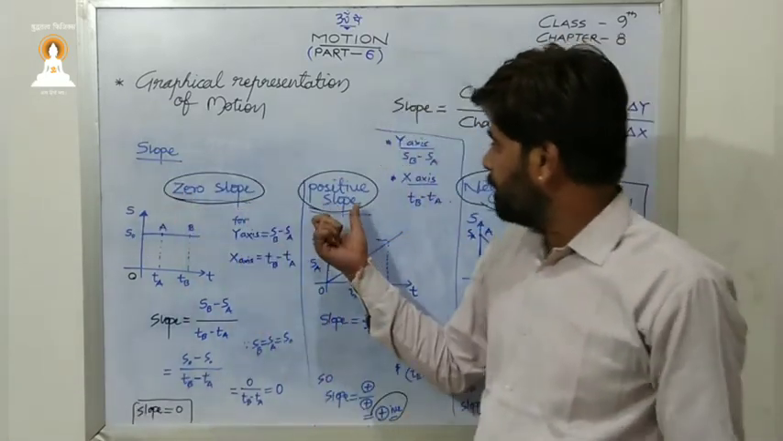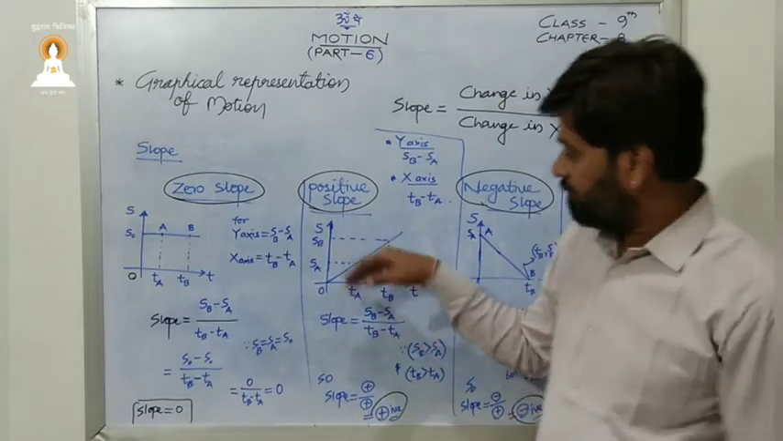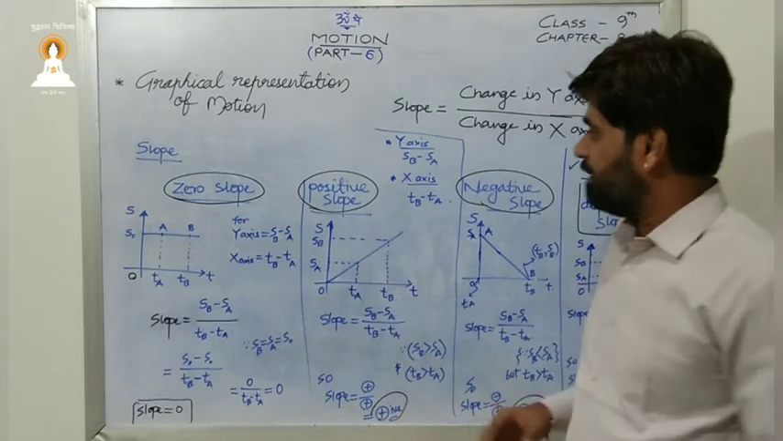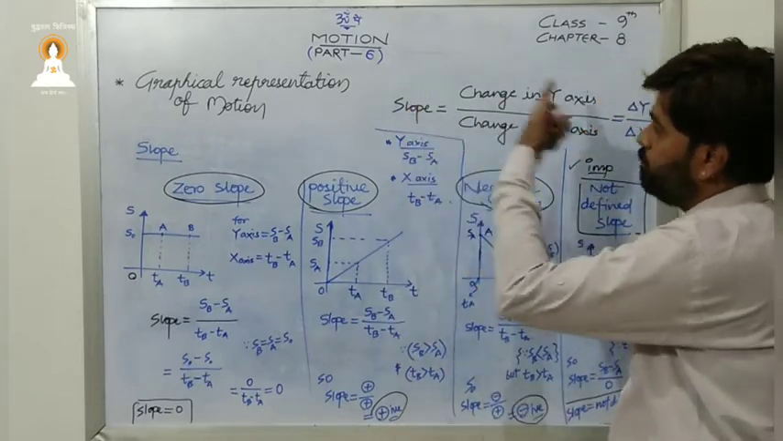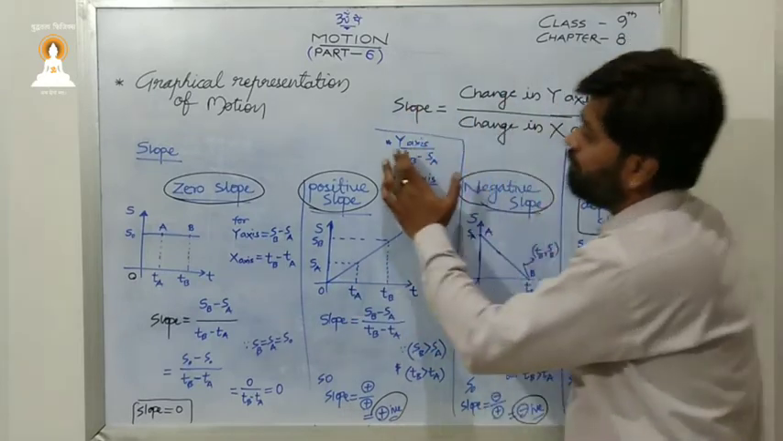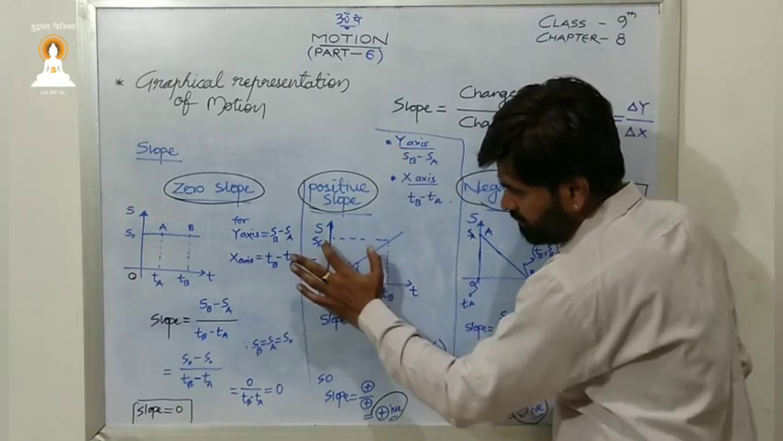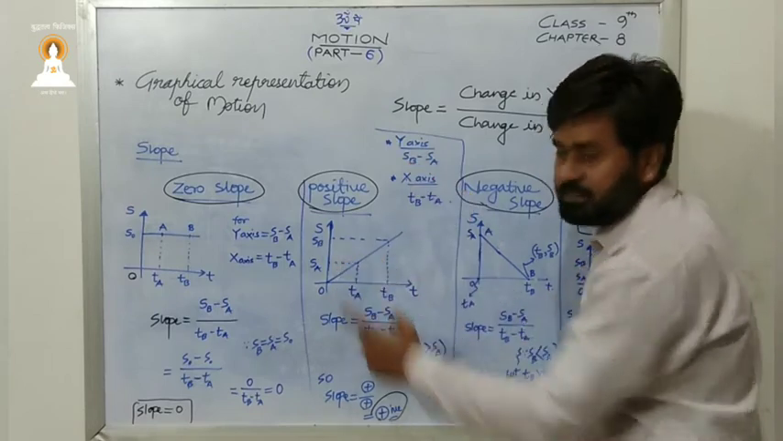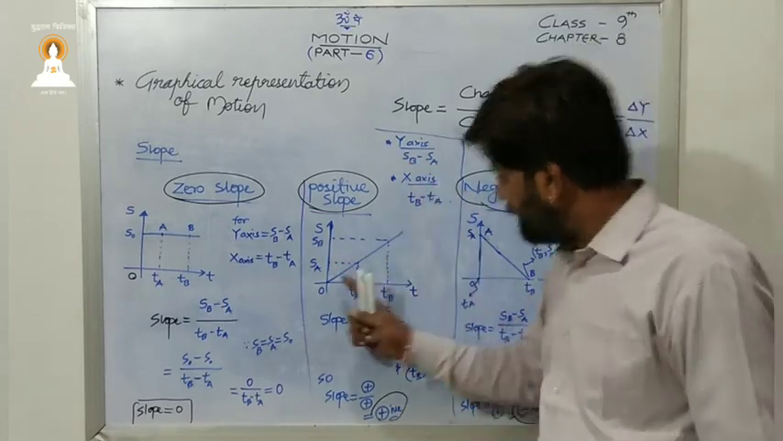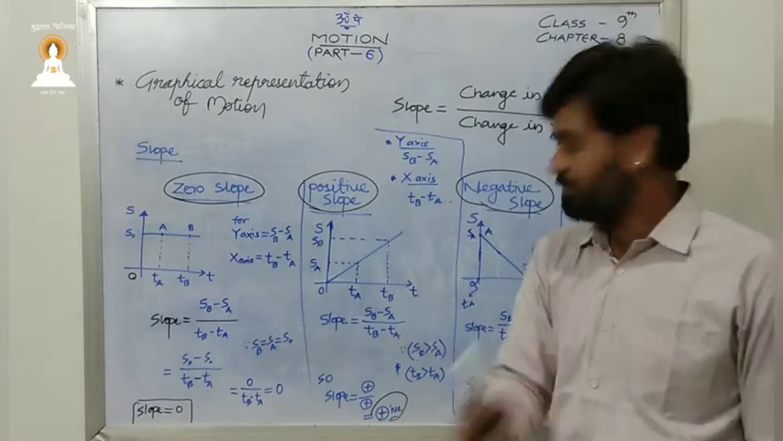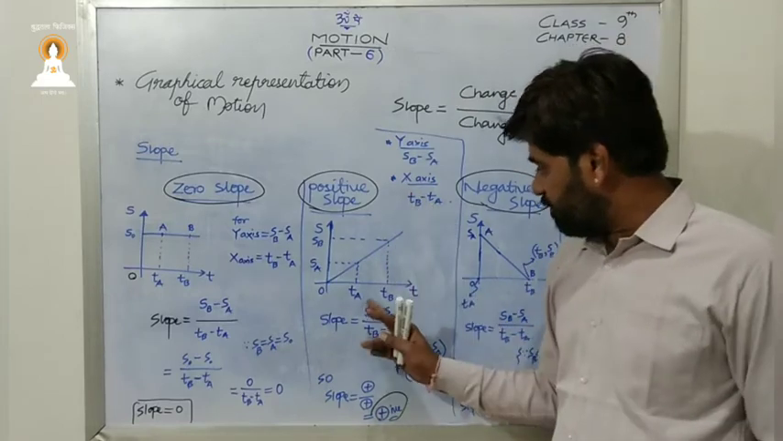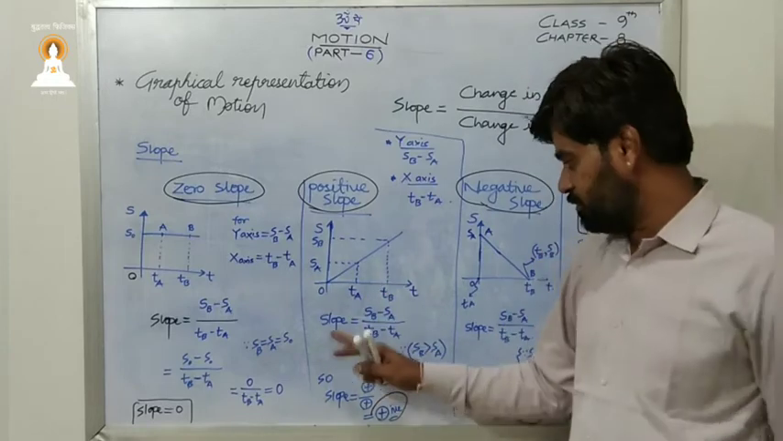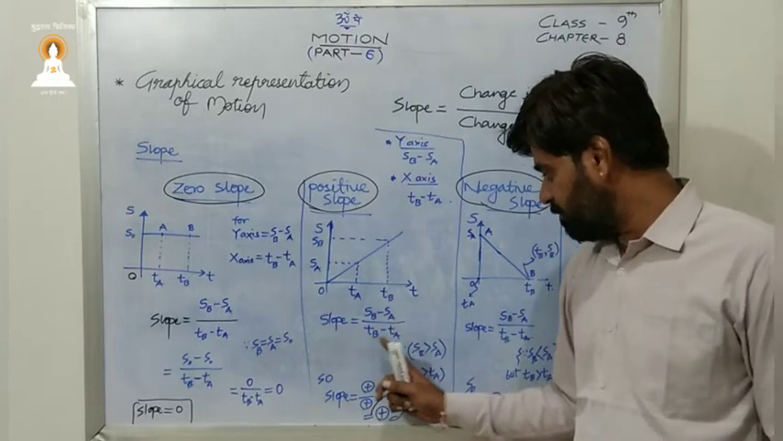Now the next one is positive slope. Suppose we are having a graph like this. I have drawn this graph like this. Again, you have to remember that slope is change in y-axis upon change in x-axis. For the y-axis, this is the final position and this is the initial position. So final position SB, initial position SA for distance on the y-axis; on the x-axis final time TB, initial time TA. The slope will be SB minus SA upon TB minus TA.